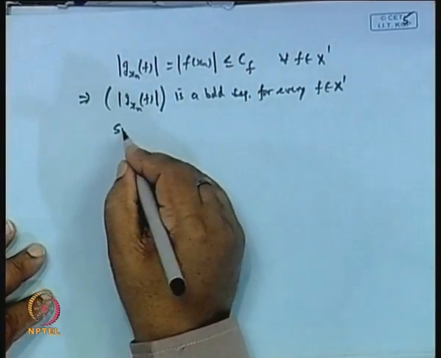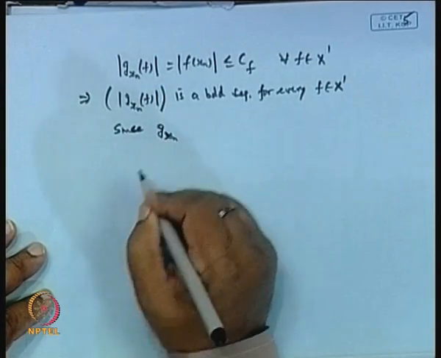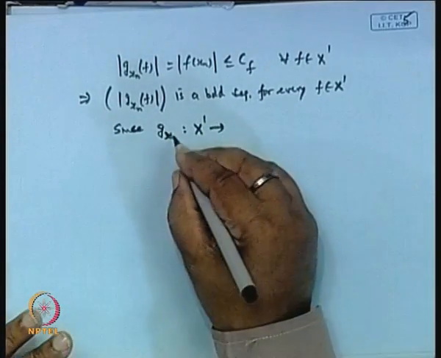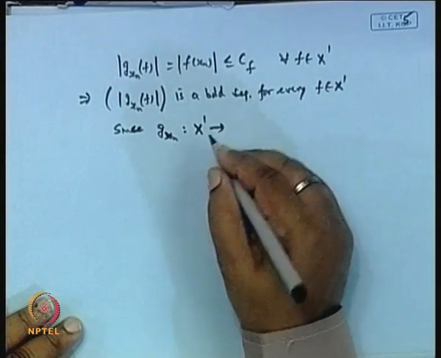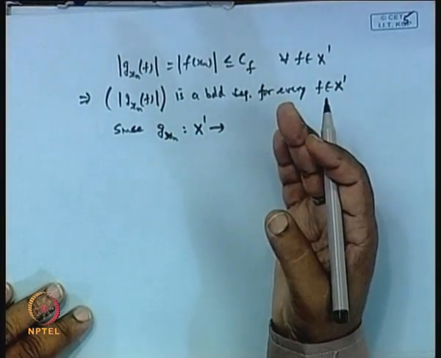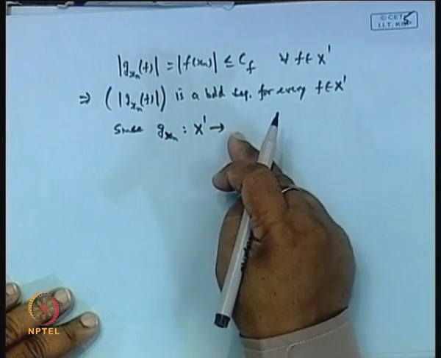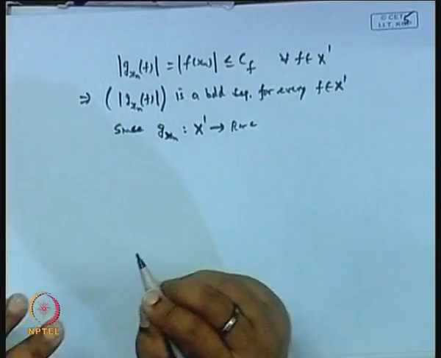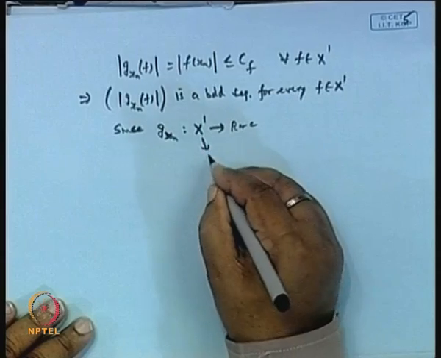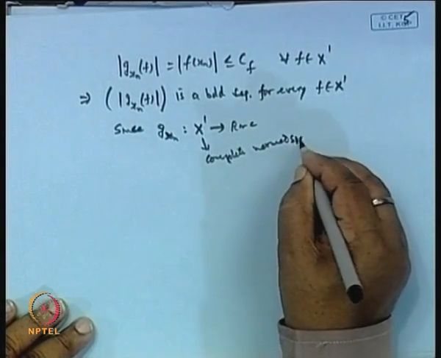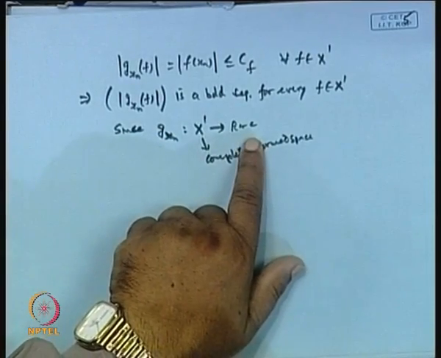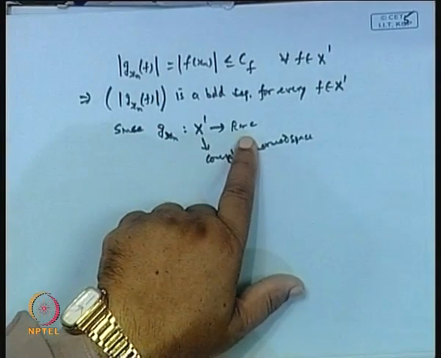Now, since g_{x_n} is defined from X dash, it is an element of X double dash, but basically the domain will be X dash and g_{x_n}(f) will be a point in R or C. Now, X dash will be a complete normed space, whether X is complete or not, the dual space will always be complete. So, a sequence of operators is defined on a Banach space X to Y, where Y is R or C.